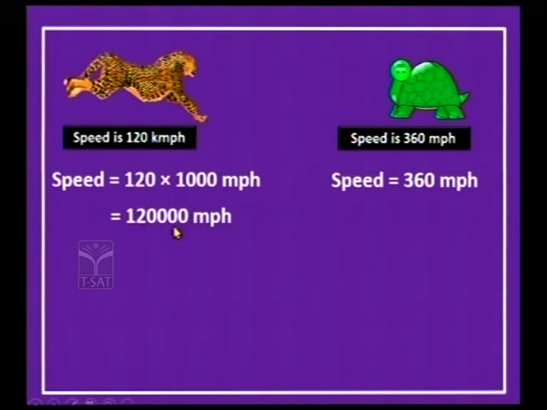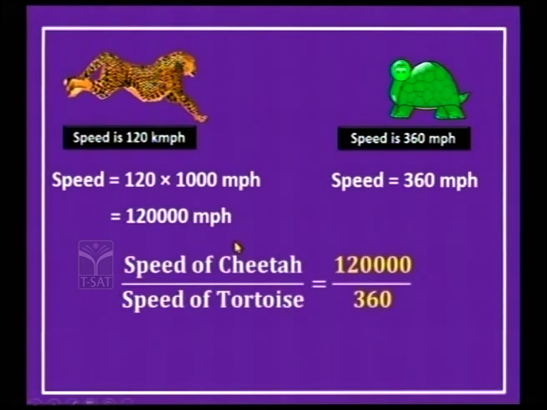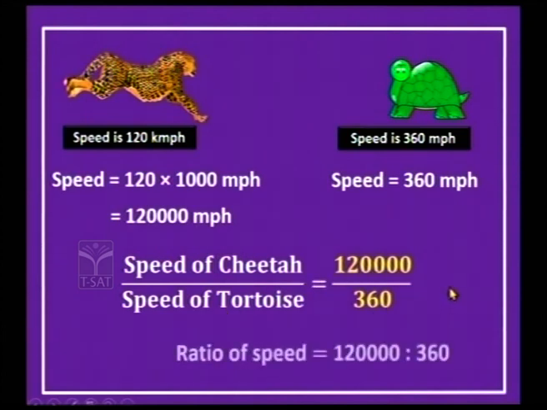Yes, 1,20,000 meters per hour, and the speed of the tortoise remains the same. Now let us compare them. That is the speed of the cheetah divided by the speed of the tortoise, that is 1,20,000 divided by 360. So the ratio is 1,20,000 is to 360. So this is the ratio of their speeds.